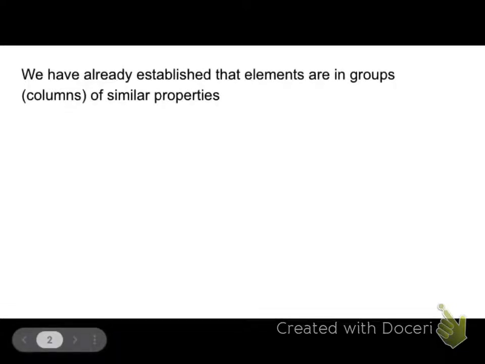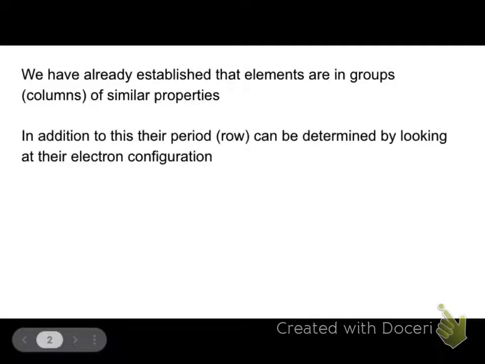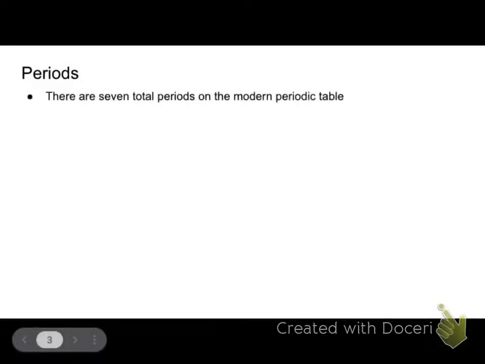We have already established that elements on the periodic table are organized into groups or columns with other elements that they share physical and chemical properties with. In addition to this, now we're going to learn about how they are in rows or periods based on their electron configuration. Okay? There are a total of 7 periods on the periodic table. That's why it's in 7 rows. So a period is the same thing as talking about a row.